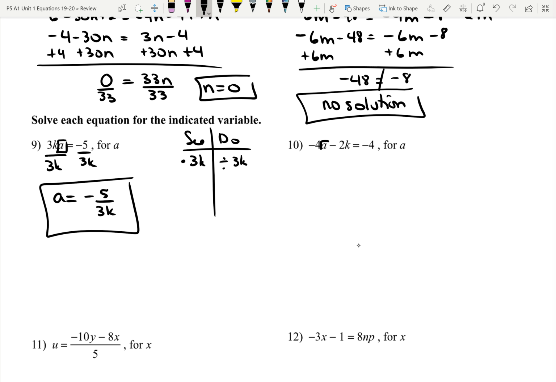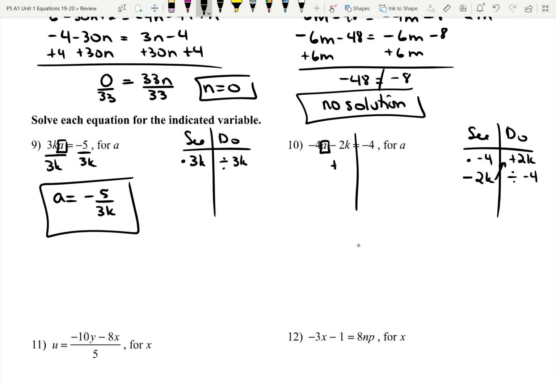We're solving for a again in this next problem, but this one has a little bit more going on in the see-do table. I see that a is being multiplied by a negative 4, and then on that side we are subtracting 2k. Reversing both the order and the operation, we're going to add 2k and divide by a negative 4 in order to undo everything that's currently being done to the a.